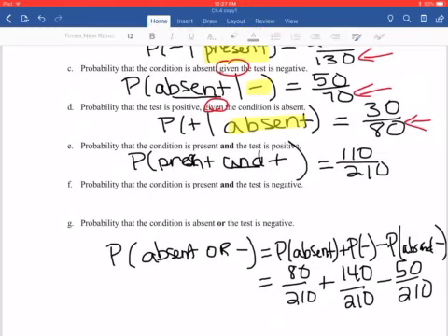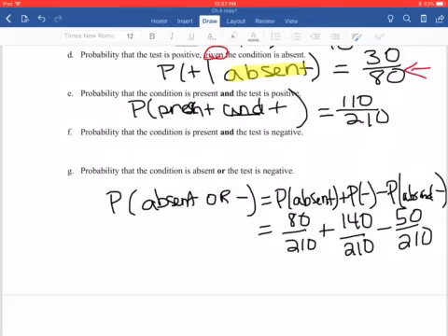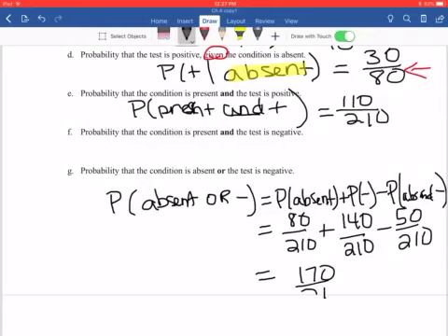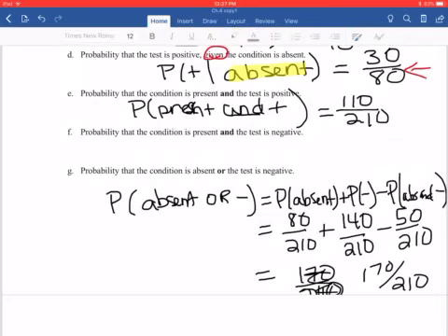So anytime you have the or with the contingency table, we do have to use the formula. So we have 80 plus 140 minus 50 all over 210. So I think that's 170, right? Over 210. Now I left all of these as fractions. You can change them to decimals, and I'm not sure how the Newton will take it if it takes it as fractions or decimals.